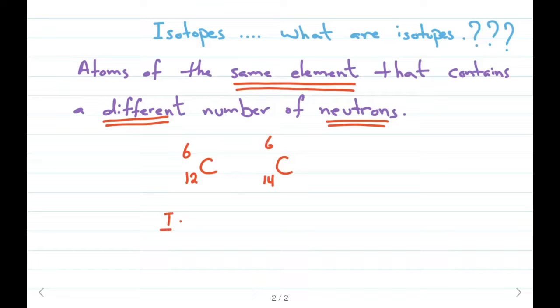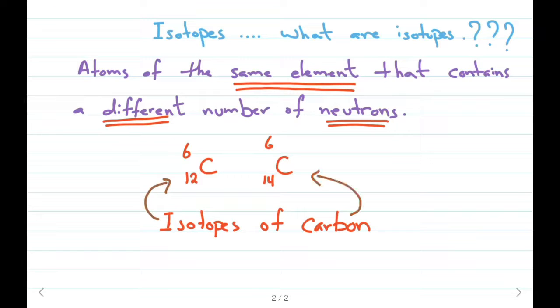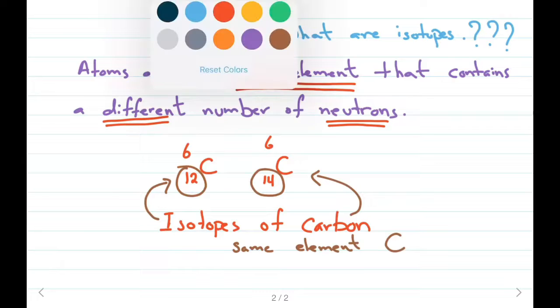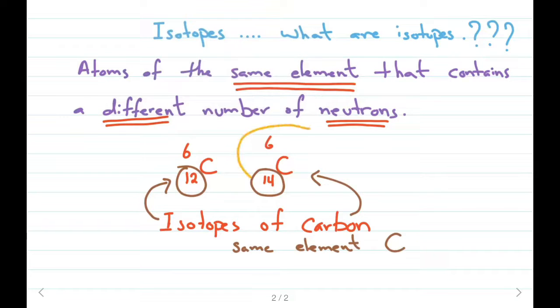So for instance, here carbon 12 and carbon 14 are isotopes of carbon because they are the same: I have carbon and carbon, but the number of neutrons, which is determined by the mass number at the bottom, 12 and 14, is different. But they are the same element. They have to be the same element.